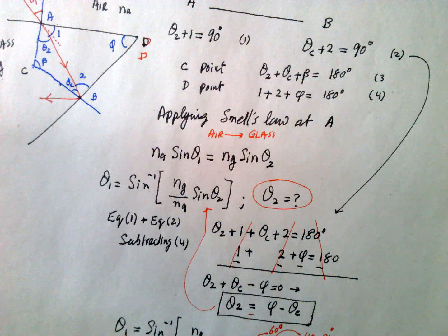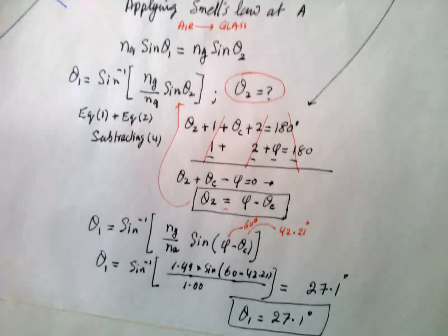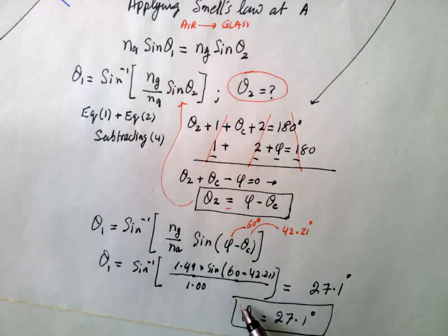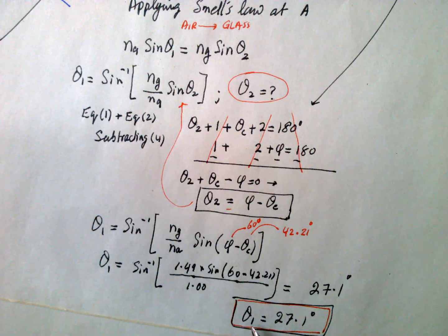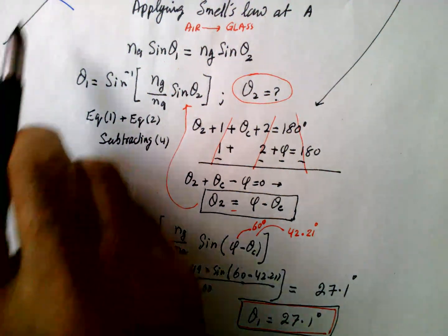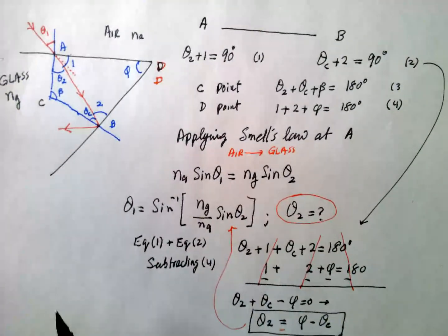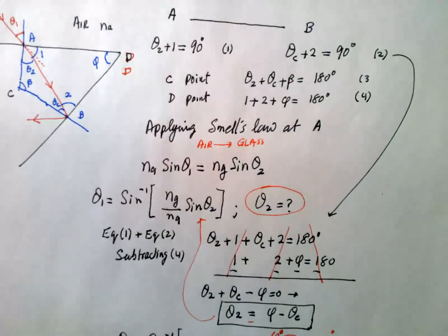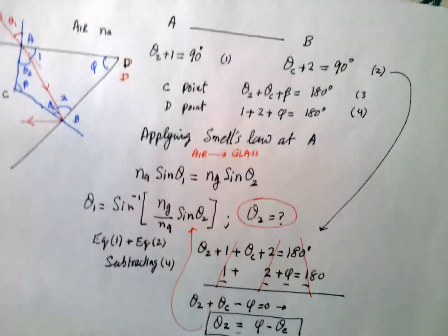Phi is given as 60 degrees, and theta C we have just calculated as 42.2 degrees. So if Ng is 1.49 and air is 1, we will get 27.1 degrees. This is the answer. So the incidence angle should be 27.1 degrees. Then the ray will be reflected back into glass, so it will be at the critical angle. So this is the answer.